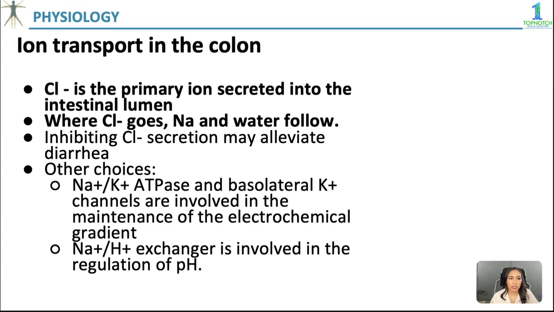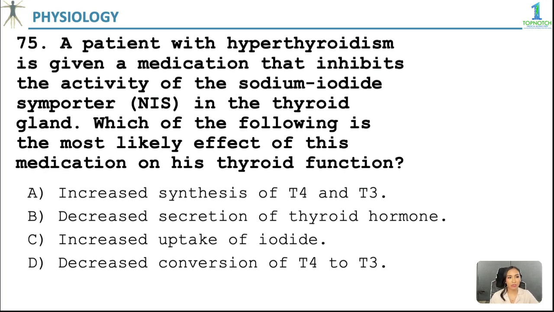Let's look at the other choices, no? The Na-K ATPase and basolateral potassium channels are involved in the maintenance of the electrochemical gradient, whereas the sodium and hydrogen exchanger is involved in the regulation of pH. Okay? Okay, number 75, a patient with hyperthyroidism is given a medication that inhibits the activity of the sodium iodide symporter in the thyroid gland. Which of the following is the most likely effect of this medication on his thyroid function?